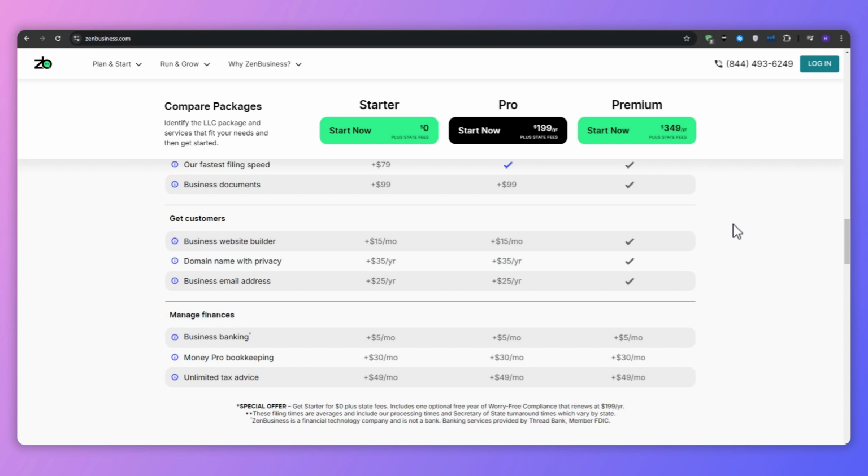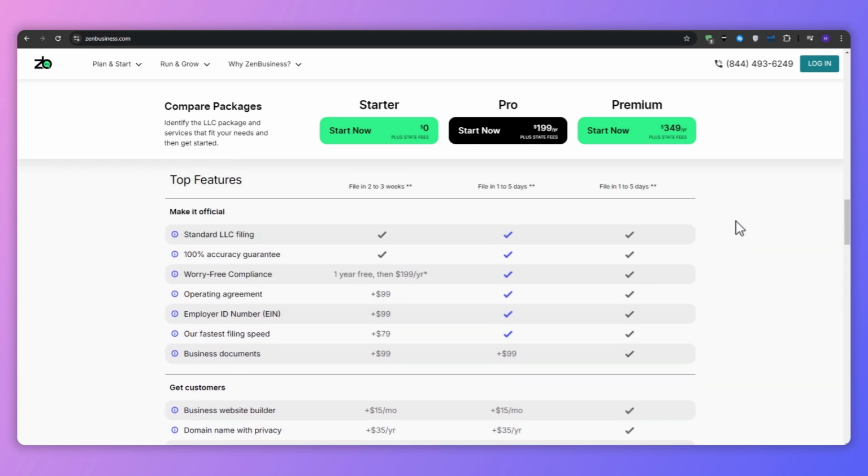You only pay about $199 per year, and you get a bunch of other services and features such as the fast filing time. But keep in mind that the state fees for setting up a business vary depending on your location. So definitely factor those in when budgeting. For example, in some states, it might cost as little as $50 to form an LLC, while in others, it could be several hundred dollars.